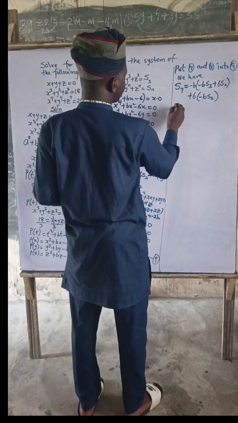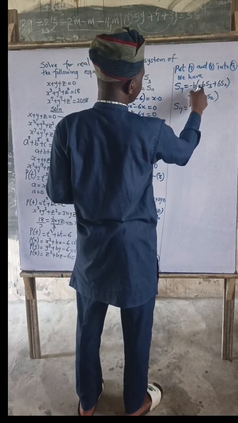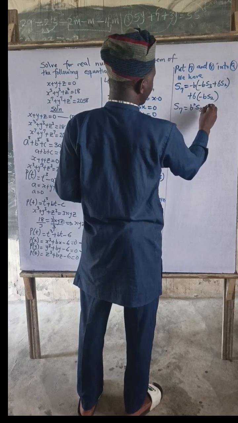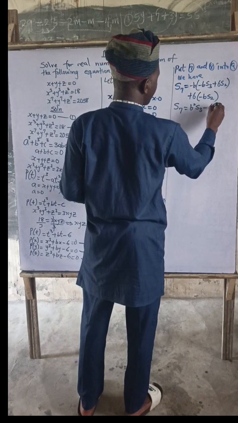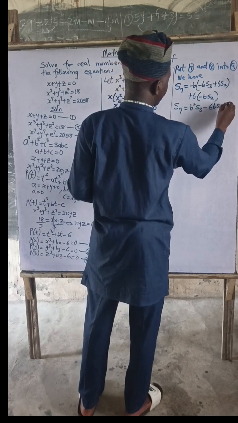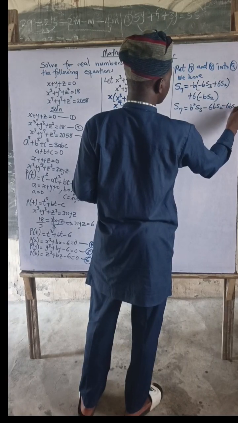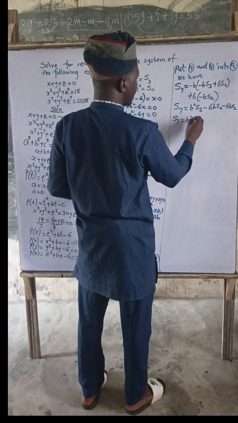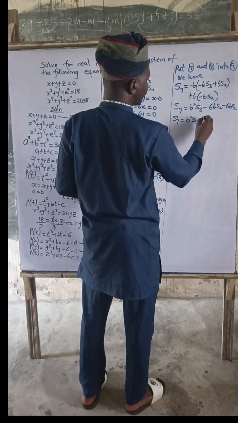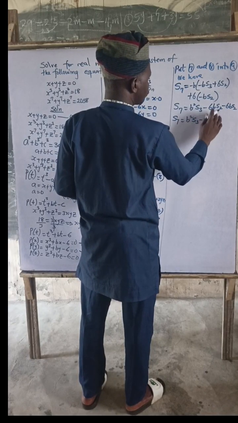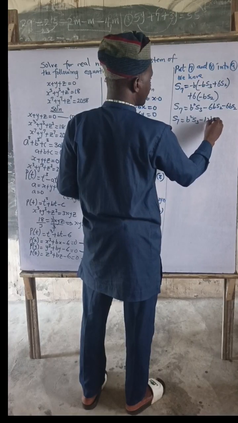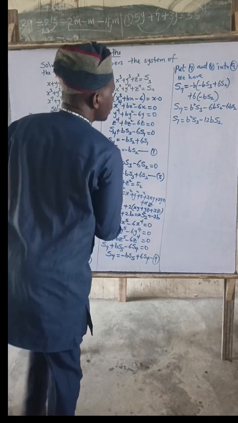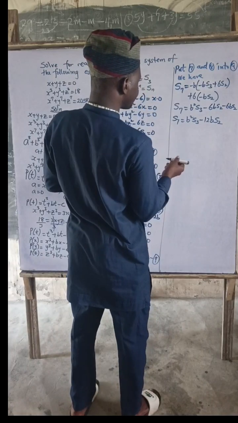So we have s7 equals minus b times minus, that will be b squared s3, then minus 6b s2, then here we also have minus 6b s2. So therefore we have s7 equals b squared s3, then minus 12b s2. That is s squared. We are having s2, and s2 is minus 2b. Then we are going to substitute minus 2b here.